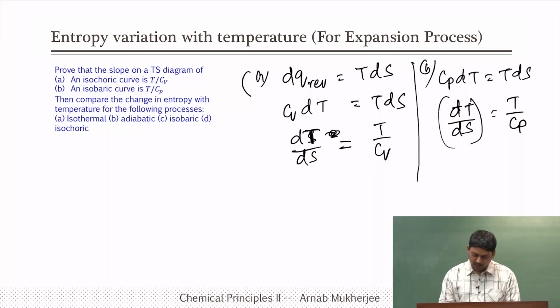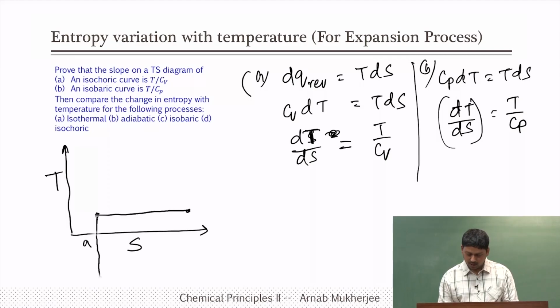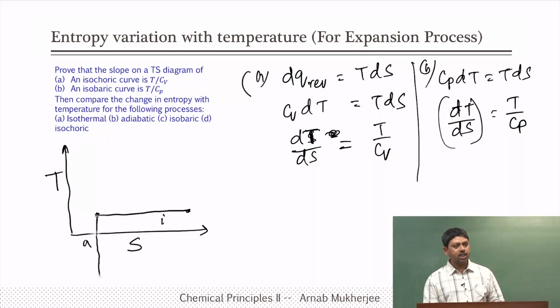But now, the second question is to compare the change in entropy with temperature for the following processes. Let us draw temperature and entropy, and an isothermal process. How does the temperature change in the isothermal process? It does not change, right. Temperature does not change at all, entropy changes. How does it change for an adiabatic process? Temperature changes, but entropy does not change. So this is the adiabatic process, this is the isothermal process. How does it change in isochoric and isobaric processes?